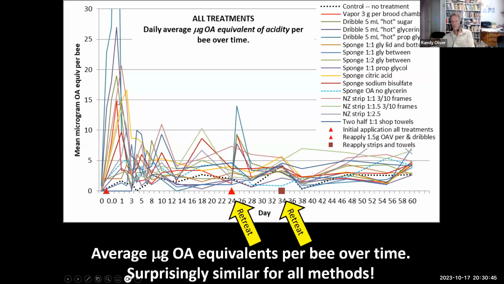It gets up to this high. The dribble is way up here. So this is why we like that dribble. You get a much higher dose on the bees with the dribble than you do with the vapor, even at the 3 times the allowable dose of the vapor. But both the vapor and dribble dropped down quickly. We reapplied them here, and then we reapplied the New Zealand strips right here.